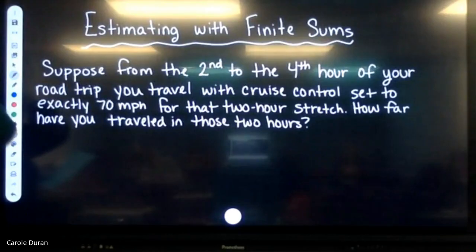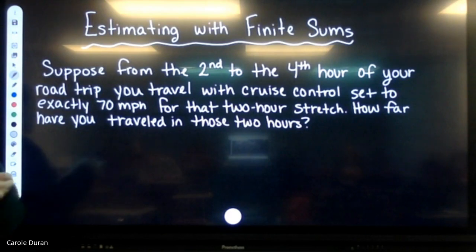Suppose from the second to the fourth hour of your road trip, you travel with cruise control set to exactly 70 miles per hour for that 2-hour stretch. How far would you have traveled in those 2 hours then? I know we can easily compute this, but I'm looking for a visual model, which could kind of help us along.